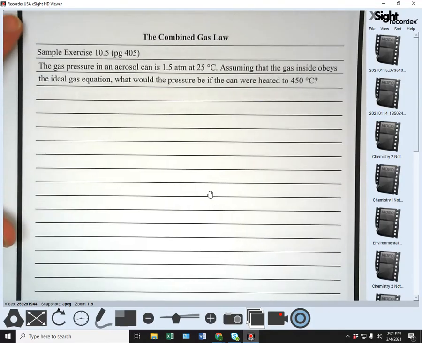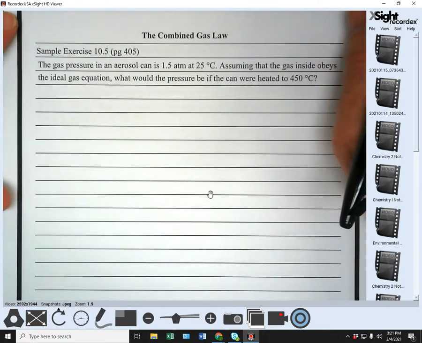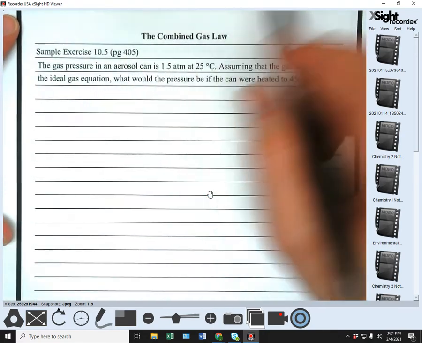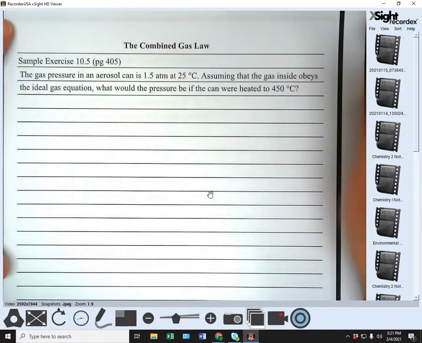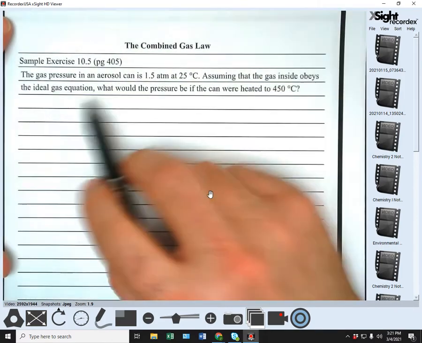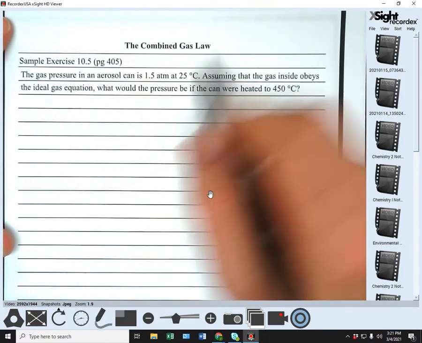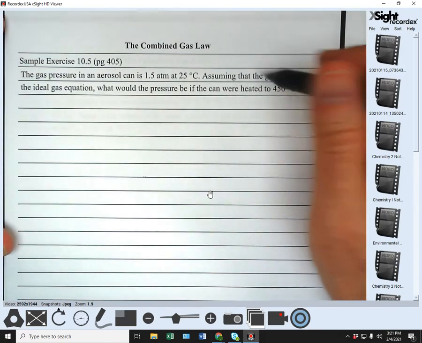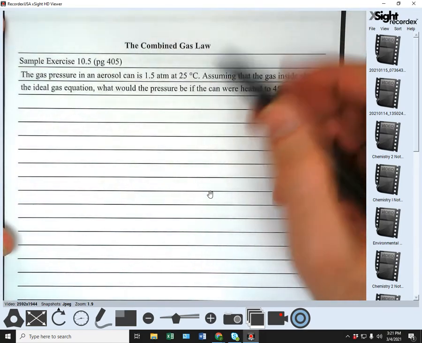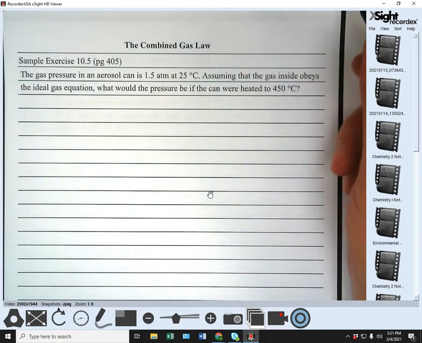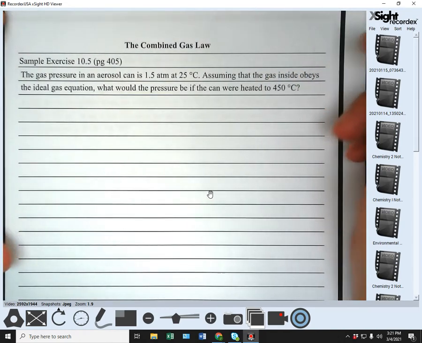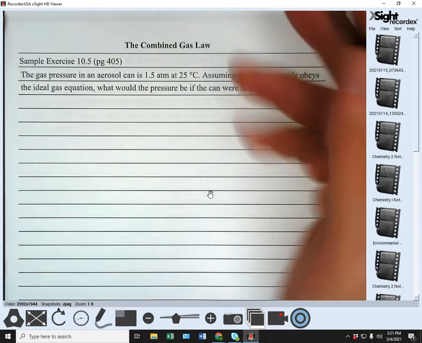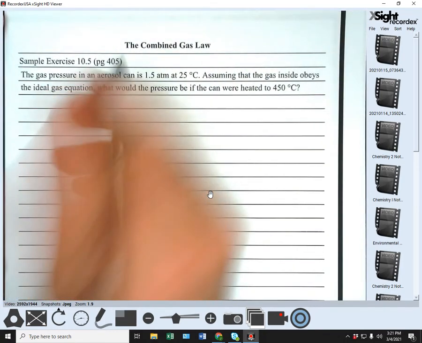All right, this video is going to cover sample exercise 10.5 on page 405 from the combined gas law stuff. The gas pressure in an aerosol can is 1.5 atmospheres at 25 degrees Celsius. Assuming the gas inside obeys the ideal gas equation, what would the pressure be if the can were heated to 450 degrees Celsius? So again, going to take down variables here.